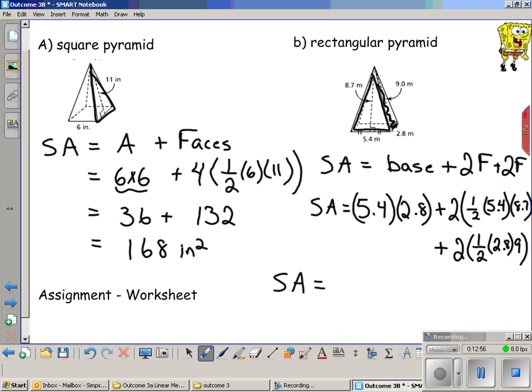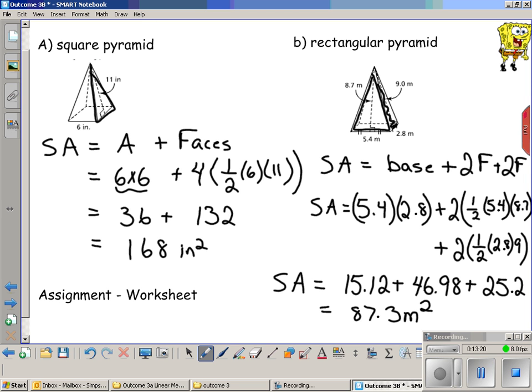So the area of the base, when I multiply it out, becomes 15.12. The first 2 faces work out to be 46.98 in total, and the last 2 faces become 25.2. Adding those 3 up gives me 87.3 meters squared.